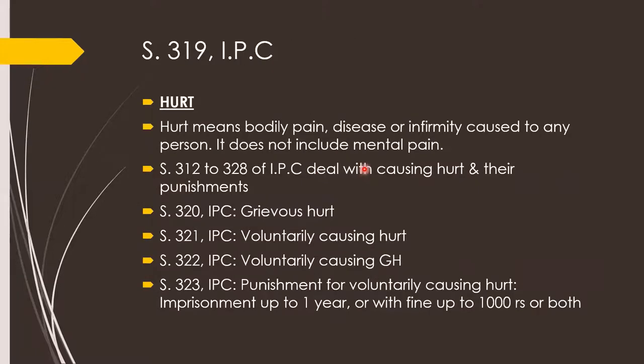Section 319 explains hurt. So hurt means bodily pain, disease or infirmity caused to any person. And usually hurt does not include mental pain or anguish. Section 312 to 328 of IPC deals with causing hurt and their punishments. Section 320 explains grievous hurt. Section 321 IPC voluntarily causing hurt. Section 322 IPC voluntarily causing grievous hurt.